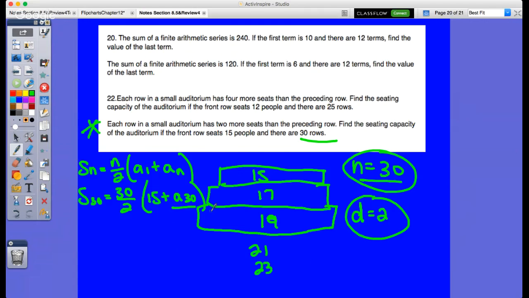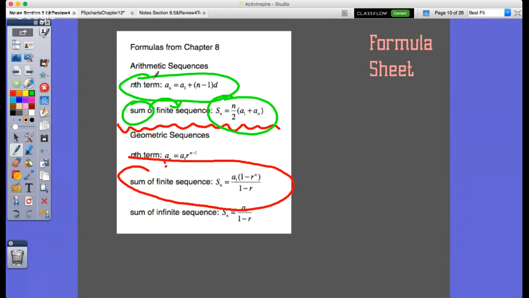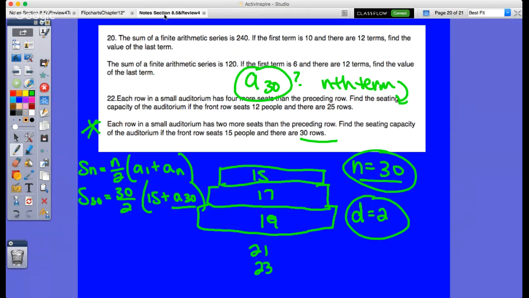Okay, so the question is what is the sum, but really more importantly, before we find the sum, what is the 30th term? Well, when we hear what is the 30th term, a sub 30, we go straight to our nth term formula, which would be a sub n, or in this case, a sub 30. A sub 30 is equal to a sub 1 plus n minus 1 times our difference.